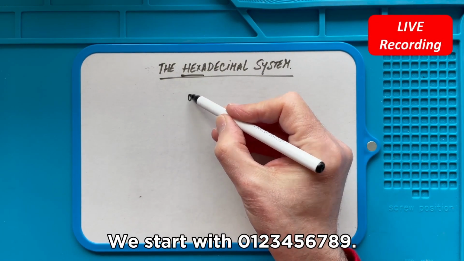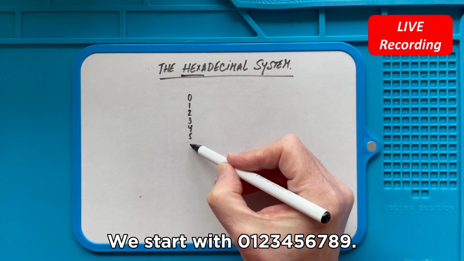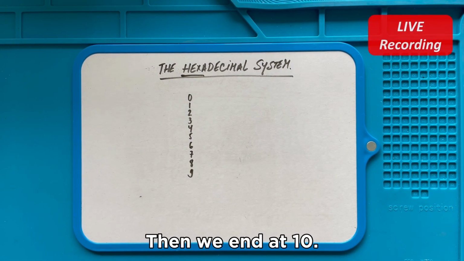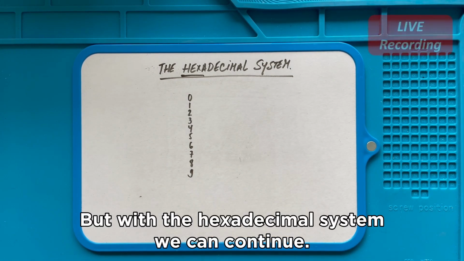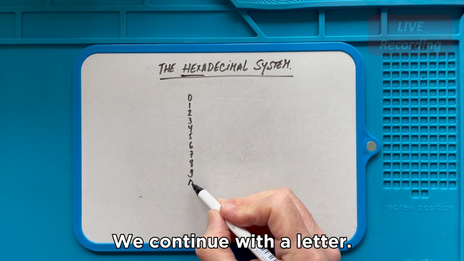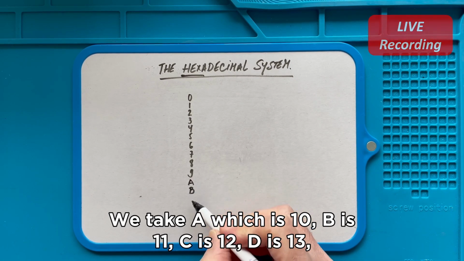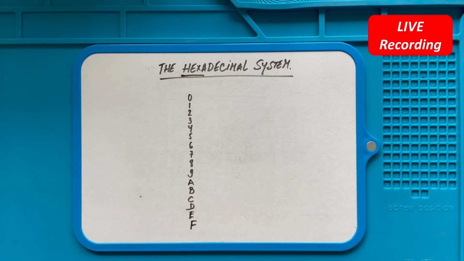So we start with 0, 1, 2, 3, 4, 5, 6, 7, 8, 9. And then we end at 10. In the decimal system, we would actually go to the next position. But with the hexadecimal system, we can continue. And we continue with a letter. We have A, which is then 10. B is 11, C is 12, D is 13, E is 14, and F is 15.